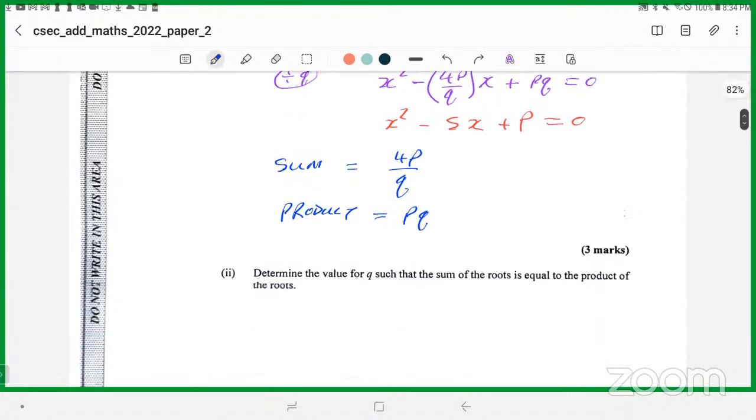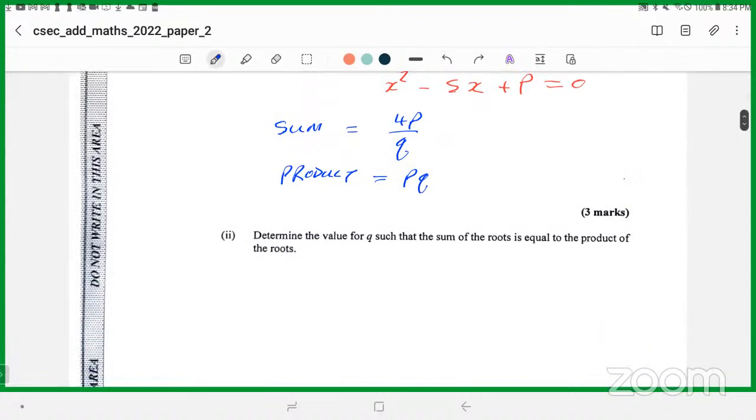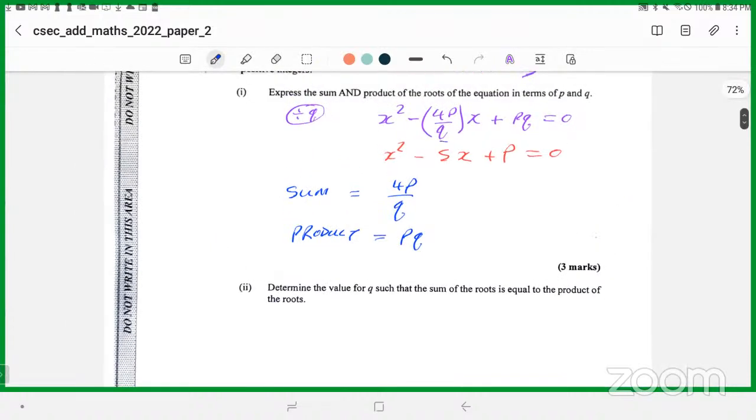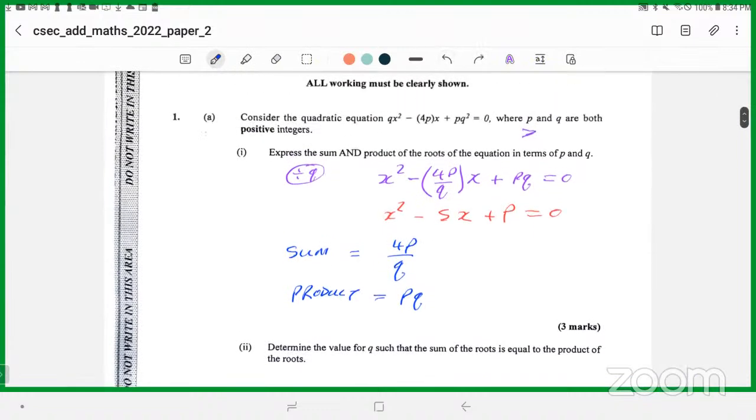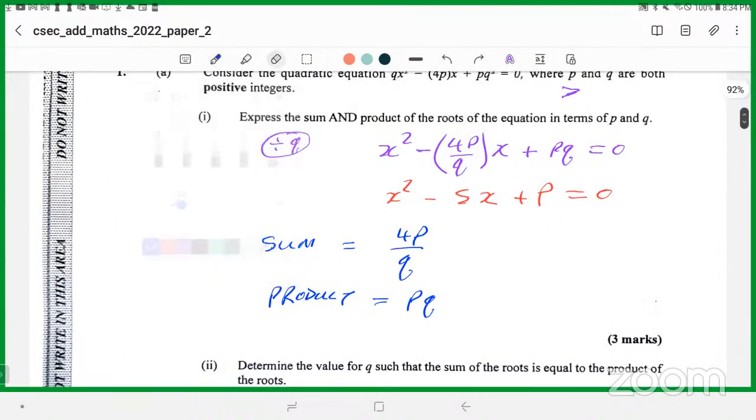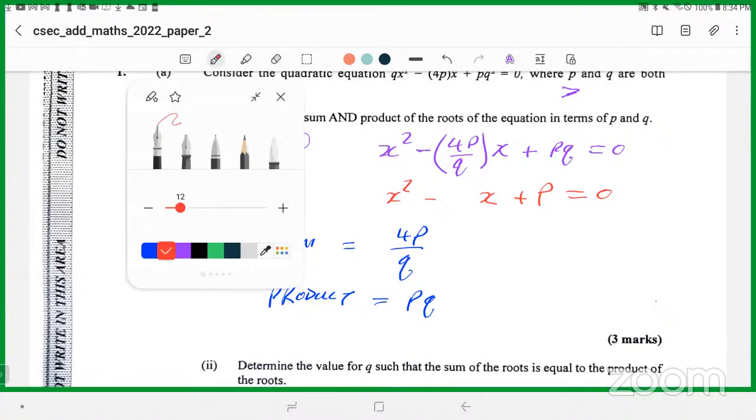Now, next one. Determine the value of Q such that the sum of the roots is equal to the product of the roots. Let's read this again. It says determine the value. This is an S, for sum. Not 5, it's an S. S for sum.